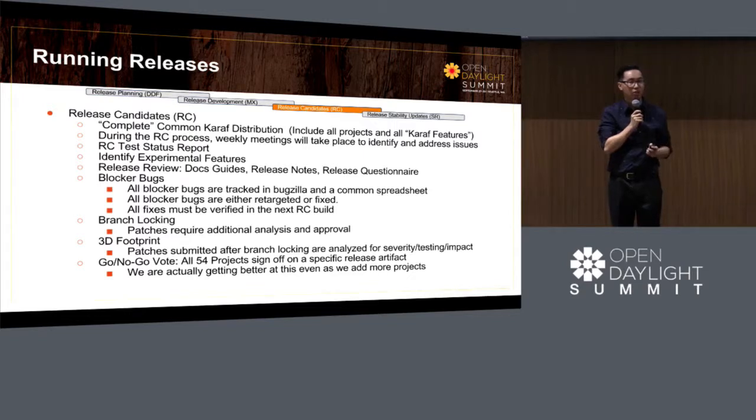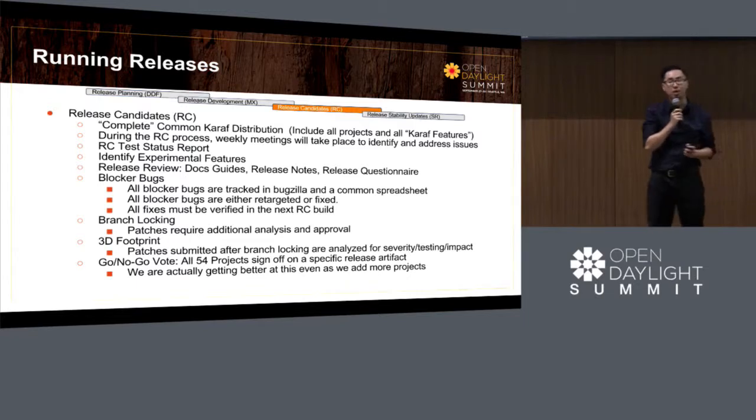Once we get very close to the release, we lock the branch, and any new patches that come in, we conduct what is called a 3D footprint. We analyze the severity, the testing, and the impact of individual patches to make sure that it doesn't break any dependent projects, and to assess the risk that those new patches coming in will introduce.